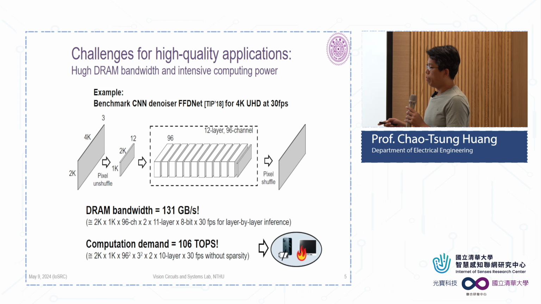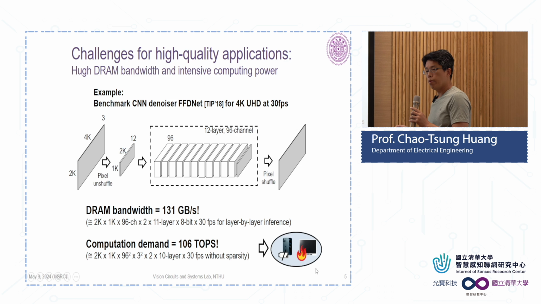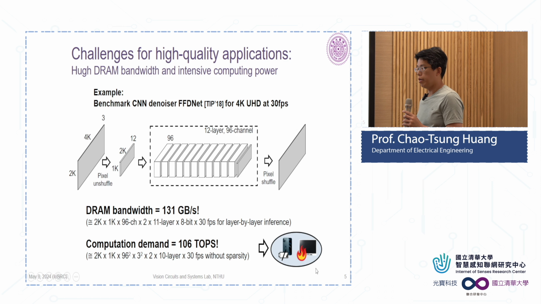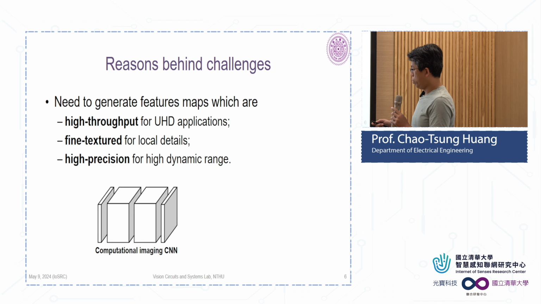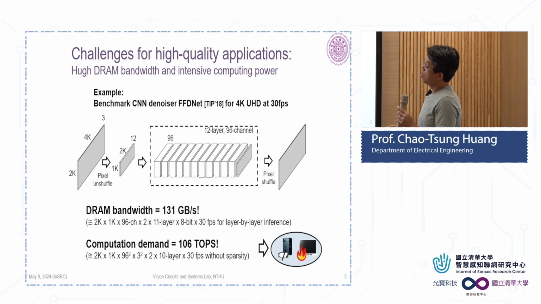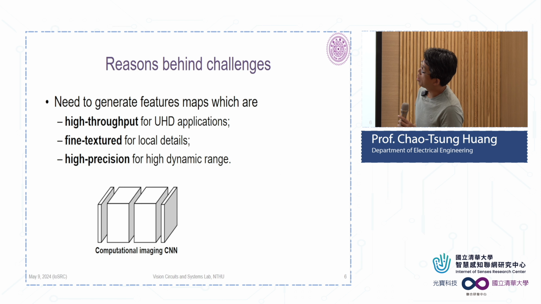And for the computation demand, it will require up to 100 tera operations per second for this model at 4K resolution. So in this case, you either run out of your battery very soon, or you just burn your display. So we already see that we have challenges in huge DRAM bandwidth and intensive computing power. And now we can take a look into the reasons behind these challenges.